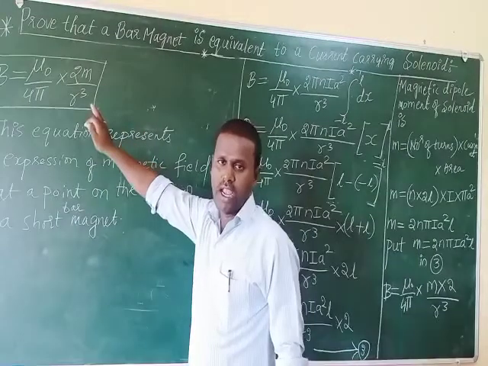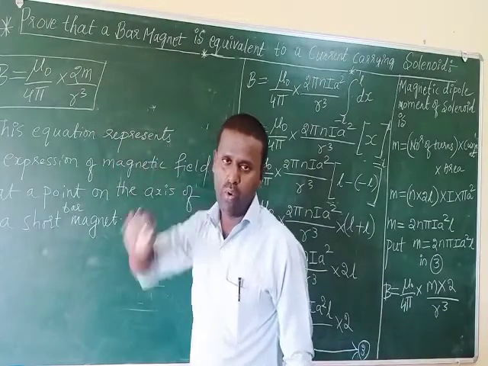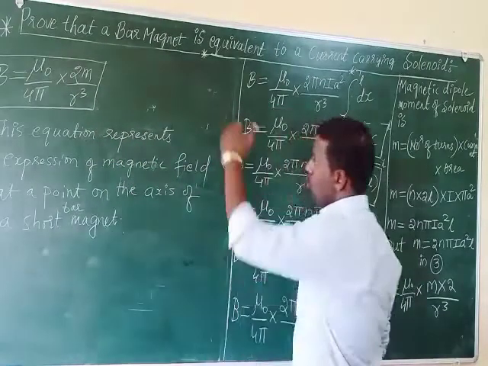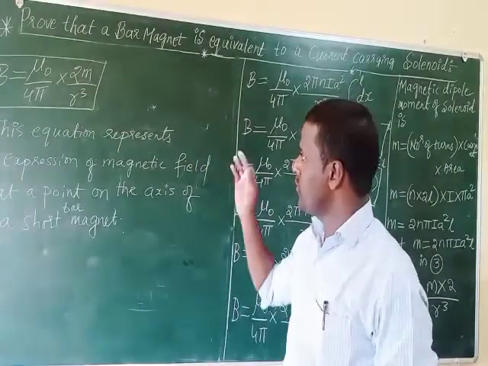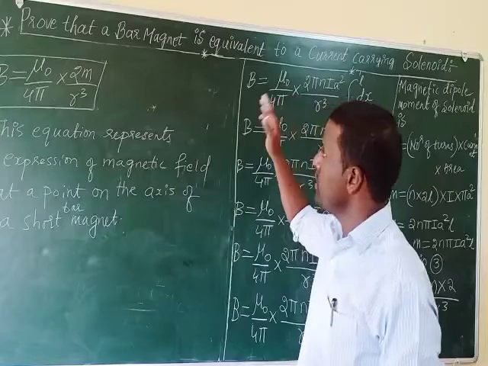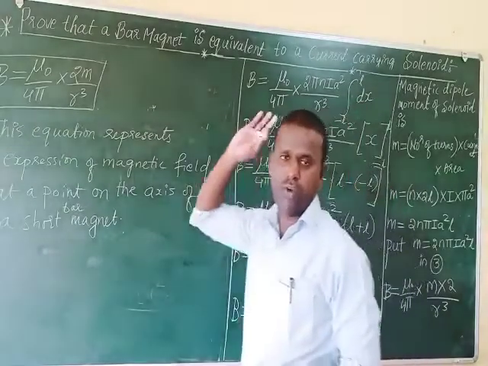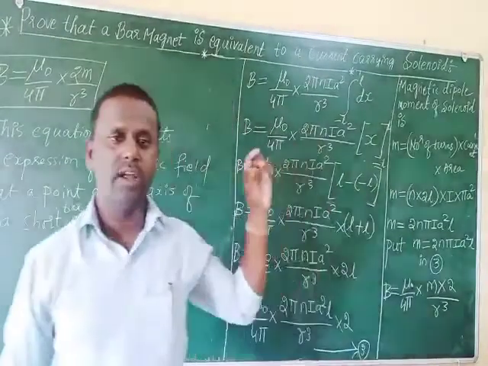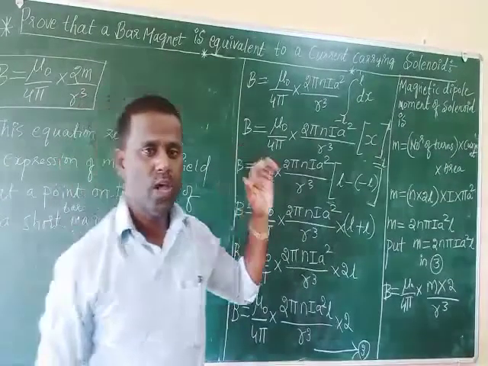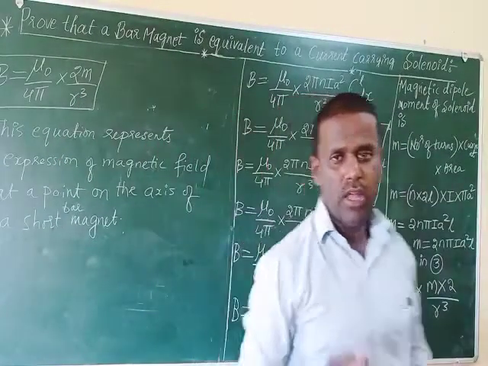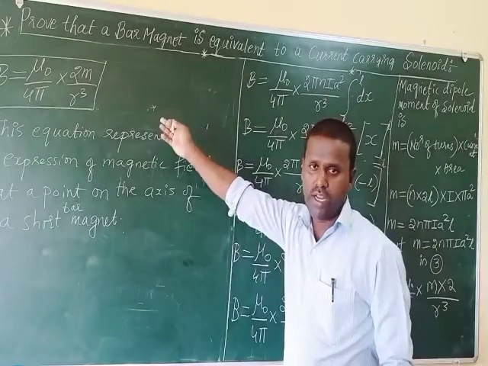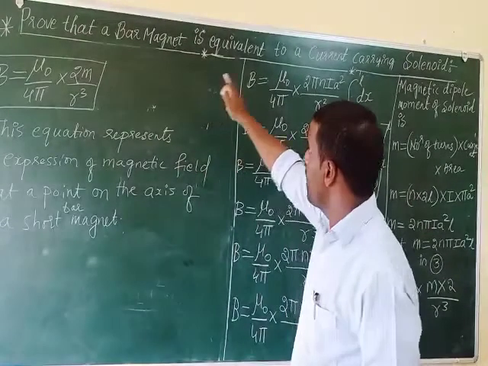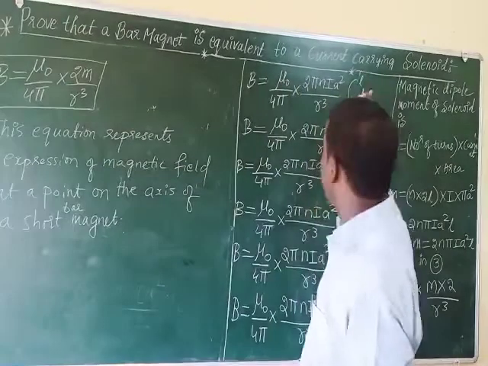So indirectly, what happened is that you took a solenoid and proved the equation for the bar magnet. First you consider the derivation for the solenoid: consider a solenoid, let a be the radius, 2l be its length. You took the solenoid and got the expression for the bar magnet. So what it means, a bar magnet is equivalent to a current carrying solenoid.